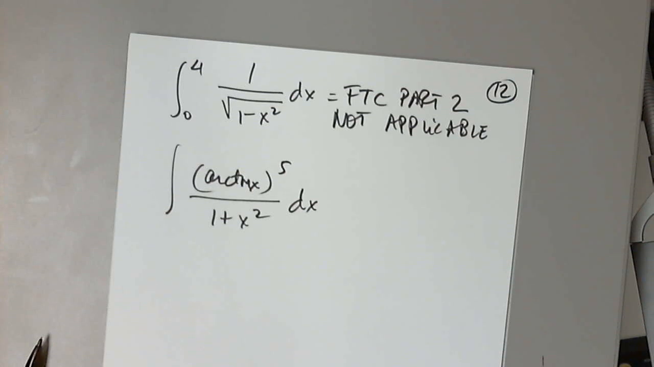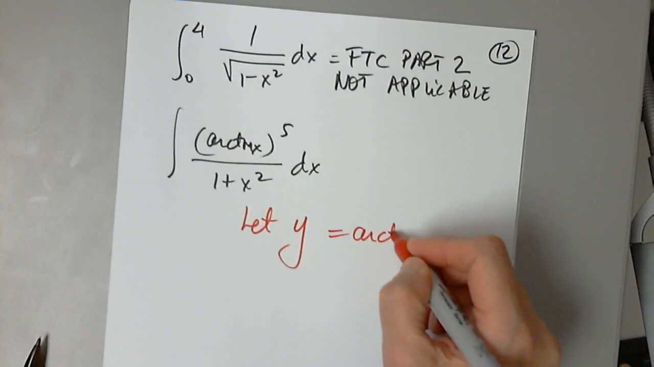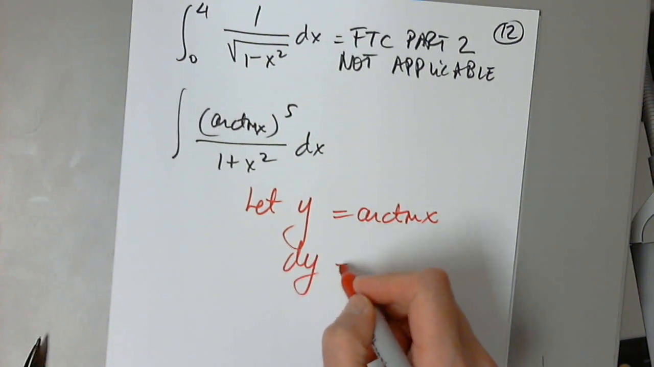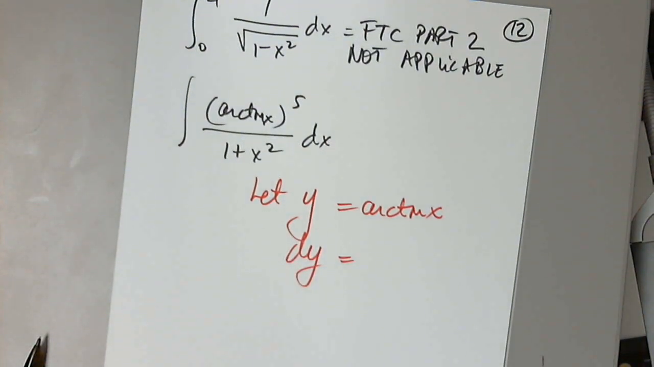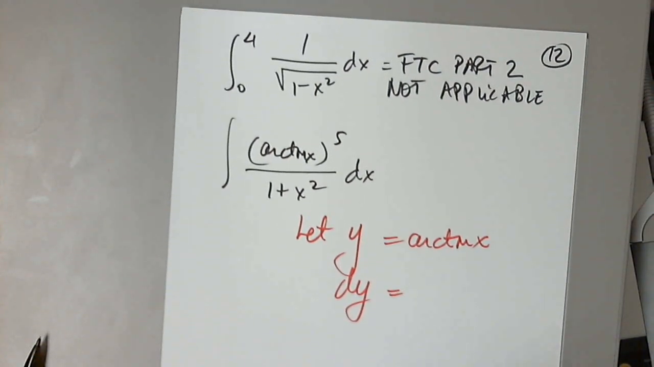How do we continue? Substitution. Yes. Awesome. Which one? Arctangent, yes, indeed. Let's do just that. So let y be arctangent x, as long as dy is in the problem or easy to make up. Yes, 1 over 1 plus x squared dx. Excellent.